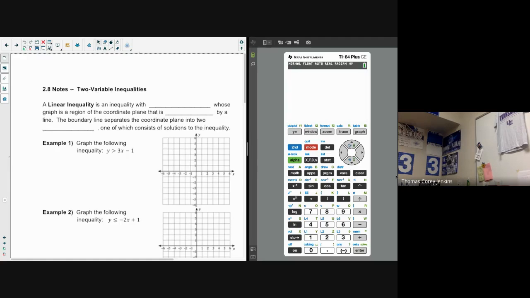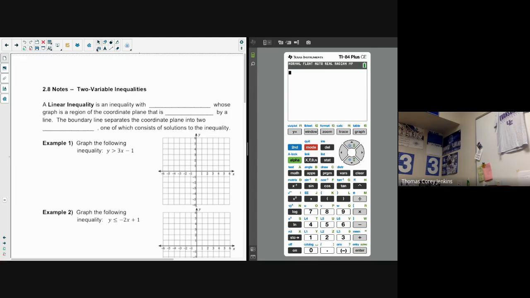This will be 2.8 notes. This is your last section of chapter 2, so we'll kind of change gears into review mode after this. Your learning target for this lesson is basically that you can graph a two-variable inequality if provided the inequality, and then vice versa. So you can also provide the inequality when given the graph.